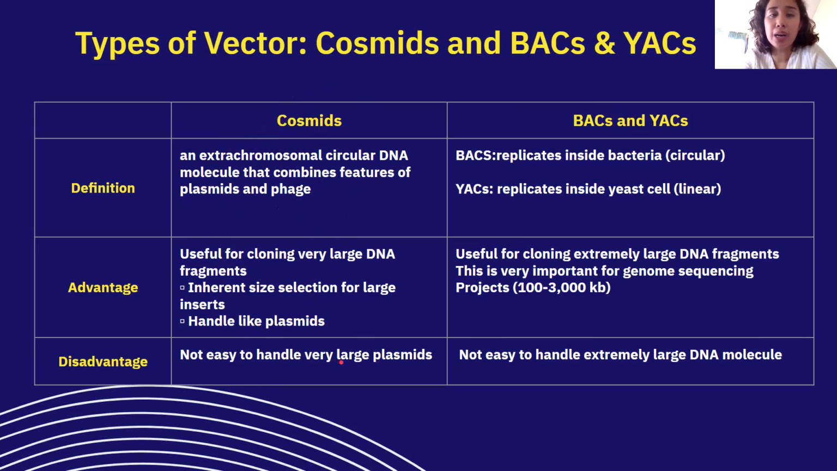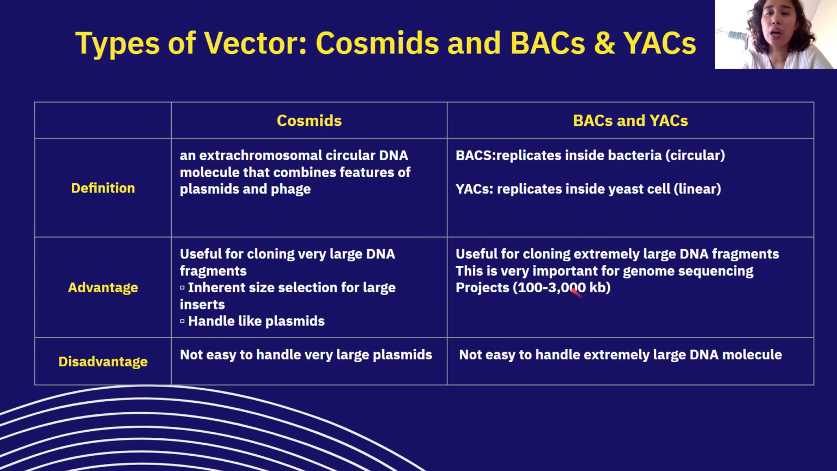So it's not easy to handle because these are very large, okay? Pero depende sa use, okay? Advantage yun kung gusto mo ng large DNA fragments. So your BACs, so it replicates inside the bacteria, it's circular. Your YACs replicates inside a yeast cell. Yan. So yeast cell could be used as host and they are linear and talagang mas malaki pa to.